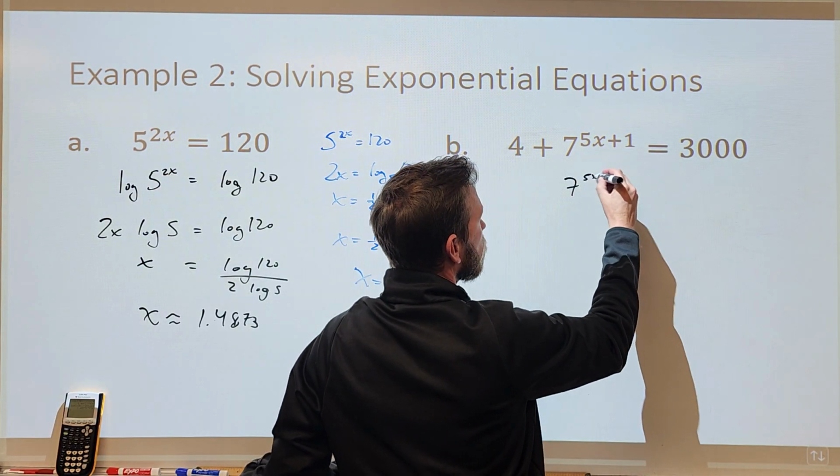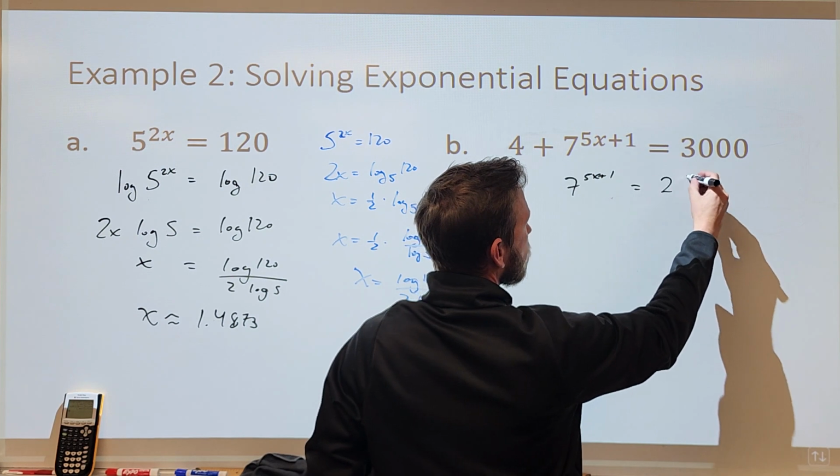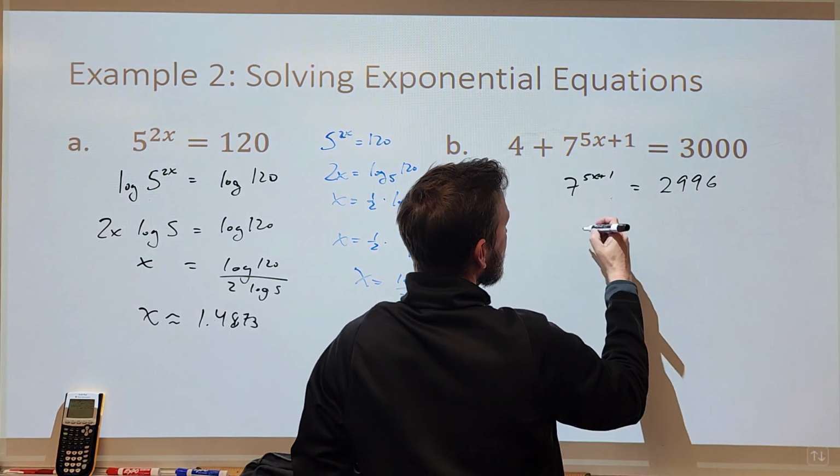We are going to subtract 4 first from both sides to get 2996.